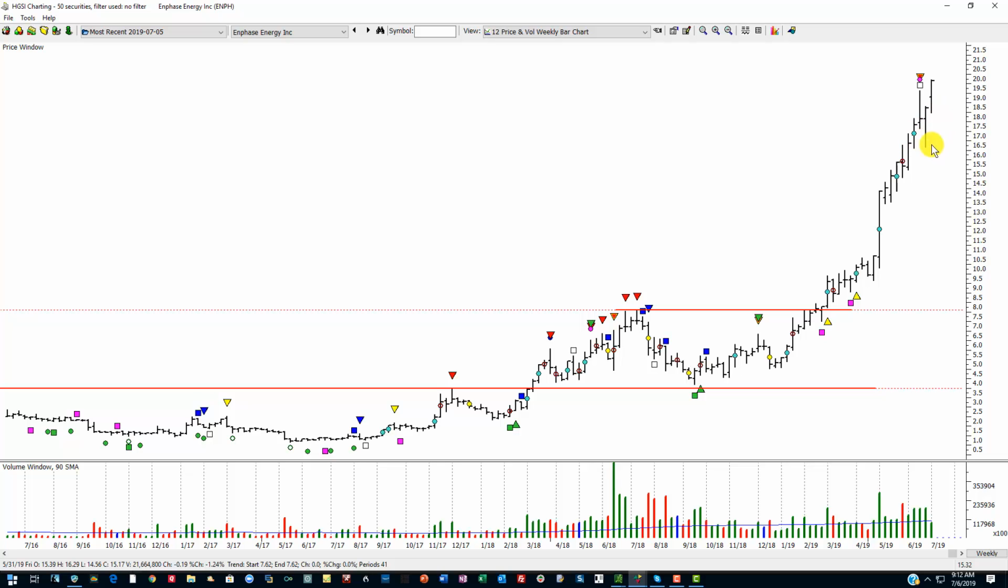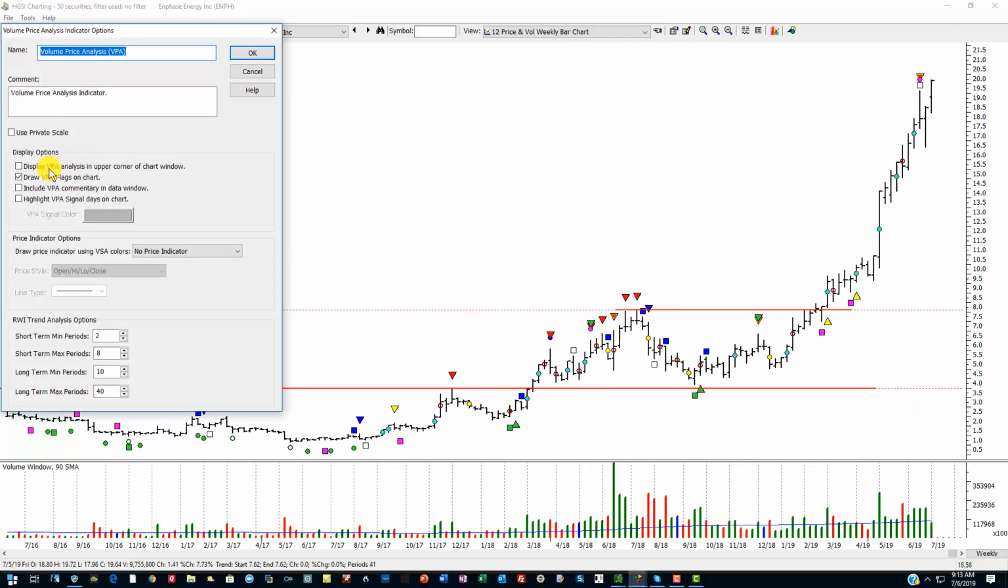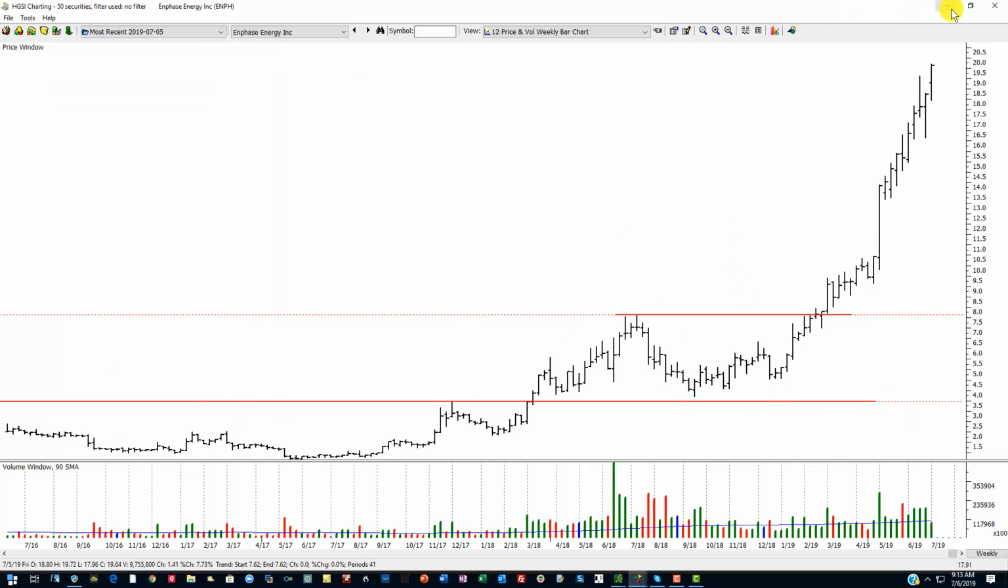And now it's turning around. No flags here, but you can see that this is a strong candle from the prior week and from last week also on good volume. I'm going to turn the flags off, edit indicator, volume price analysis, and that's it.